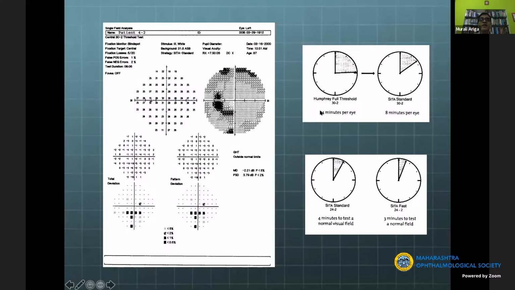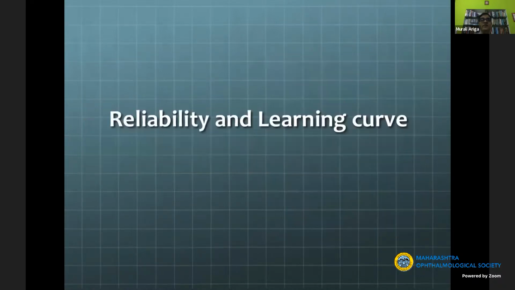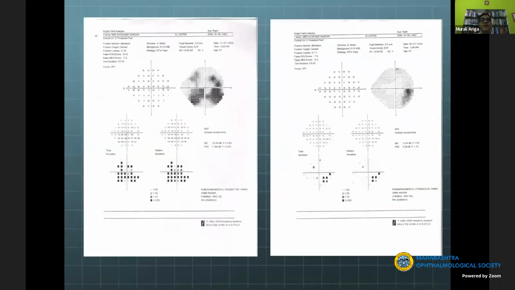If you look at the field test, if you can do full threshold in 14 minutes, you can actually do a theta fast in about 3 minutes and so on. But the theta standard remains the gold standard, and maybe you should do a 24-2 or 30-2 test theta, which is the default which the machine will now perform. Theta faster is also available, which makes the test quicker and therefore improves the patient's performance. Reliability is very important.